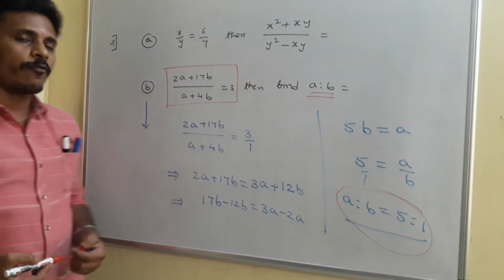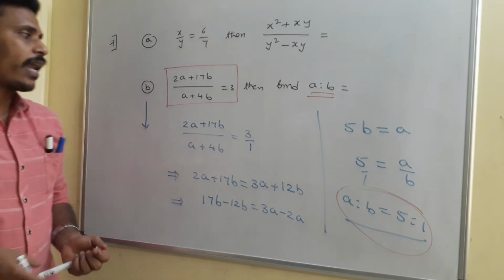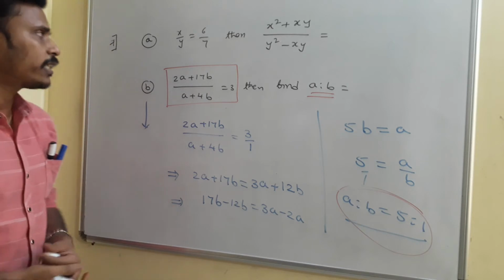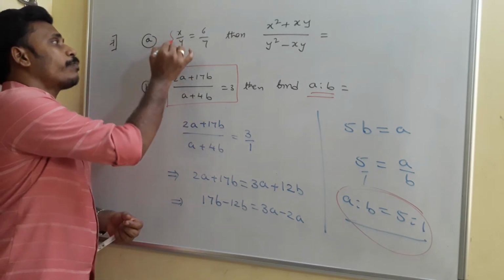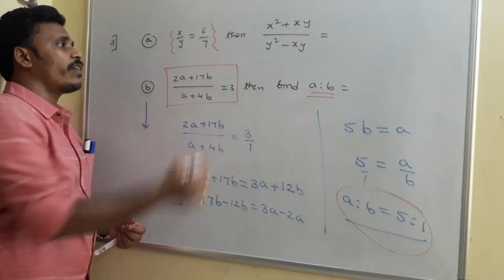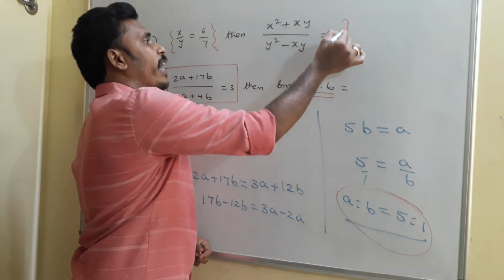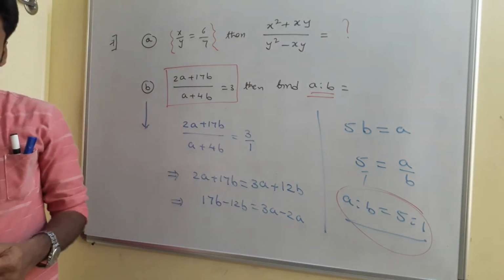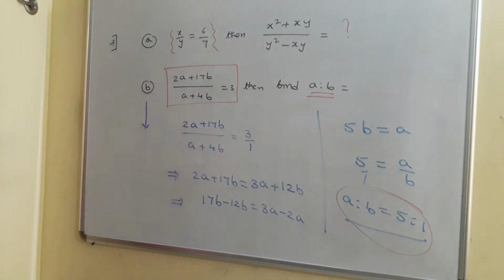So for this type of problems, the idea is cross multiplication. Then there is another side of the problem. If x by y is equal to 6 by 7 is given, then what is the value of x square plus xy by y square minus xy? That's what you need to think.